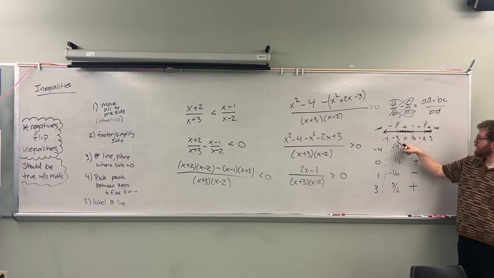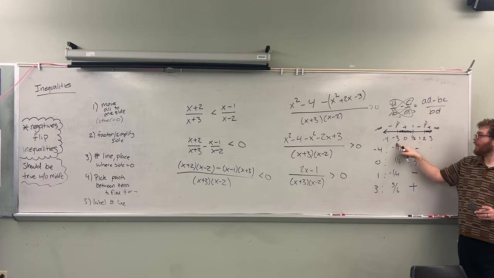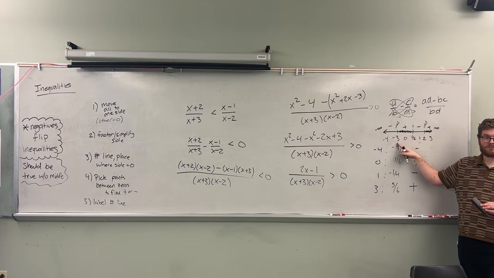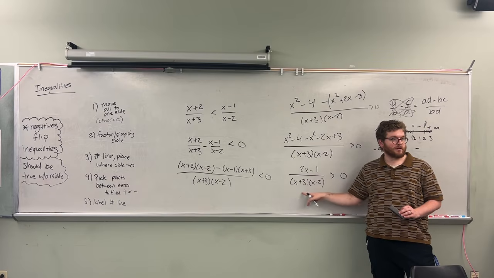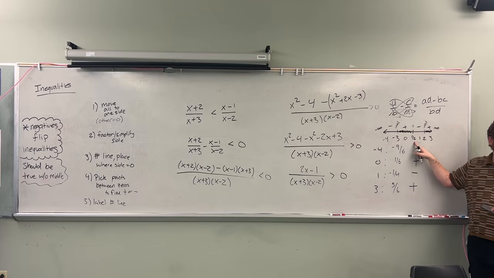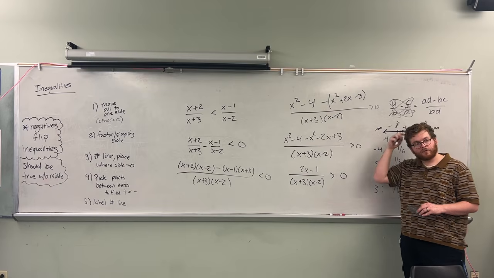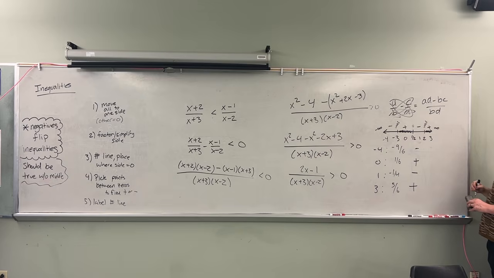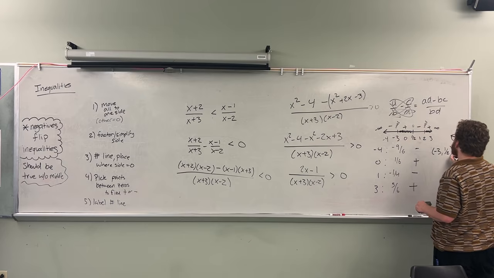Do I include -3 and 1/2? No. It's for different reasons though. Why can't I include -3? Undefined. If I put a -3 here, the bottom would be 0, and I can't divide by 0. Why do I not include 1/2? There's not an equal to sign here. There's a greater than, but not greater than or equal to. So I have to clarify that. So from -3 to 1/2, not including either of those.